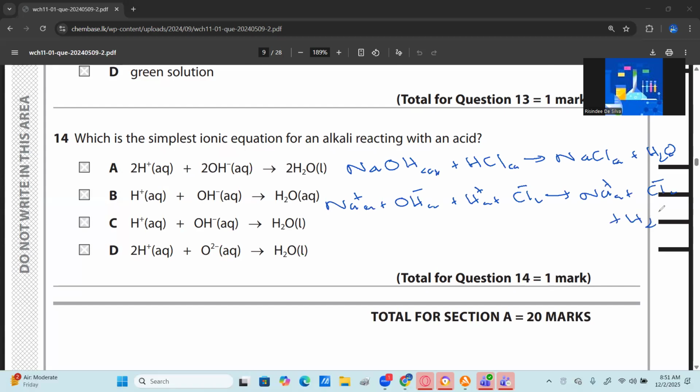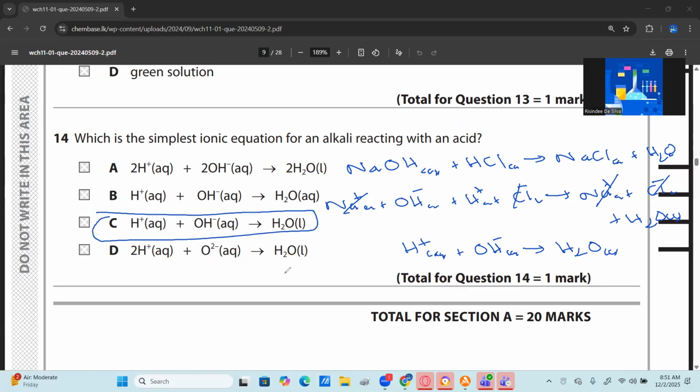Then I can cancel out the spectator ions. So the final equation is H+ (aq) with OH- (aq) will form H2O (l). The correct answer is C. Remember children, we can't write aqueous form for water. We can only write liquid and gas for water, not aqueous. Because of that only B is wrong.